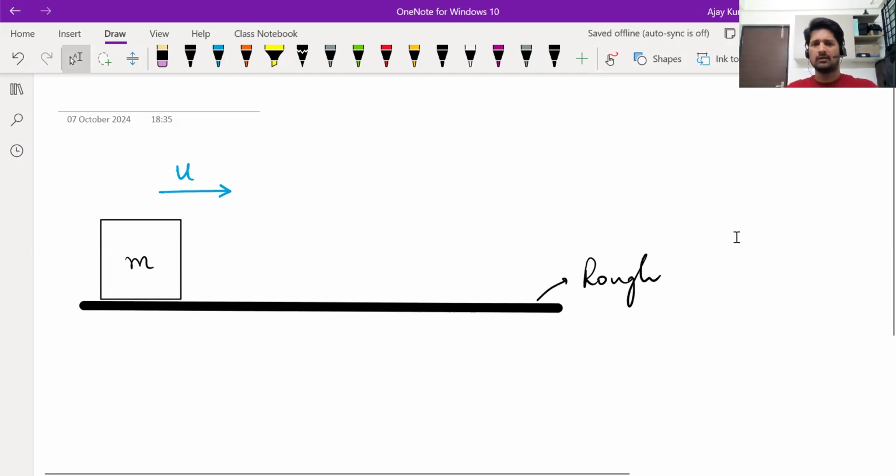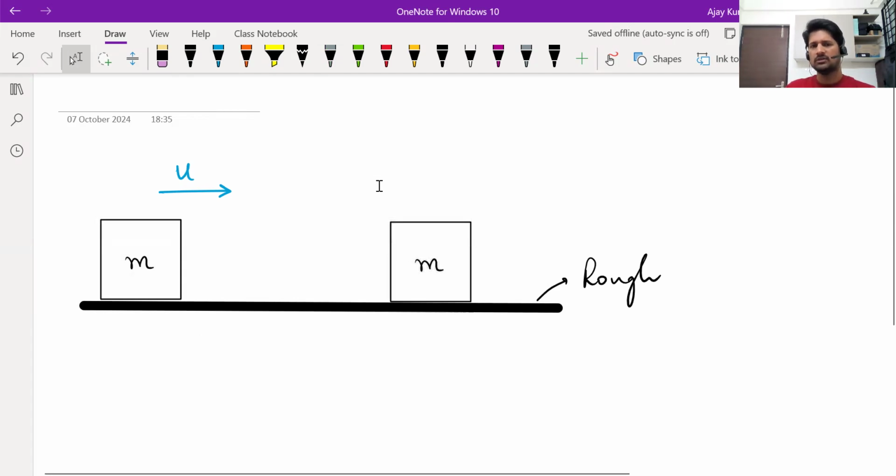What will happen to the block? After a point, it'll stop. Okay, it slows down and eventually it will stop. Correct. What makes it stop? Which force makes it stop? Friction from the rough surface. Correct.